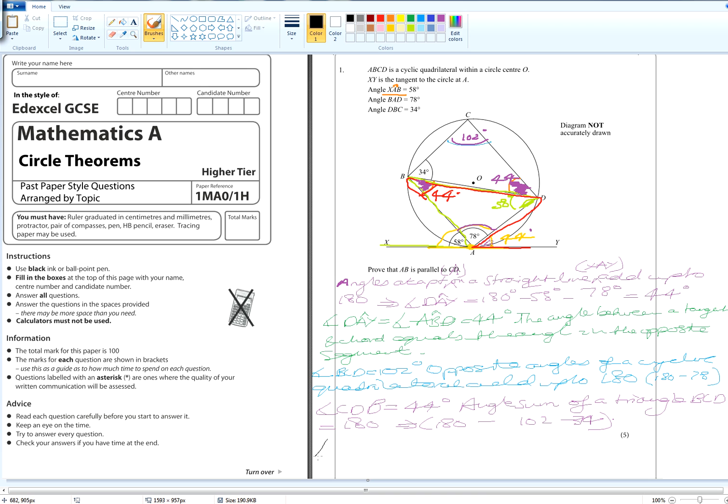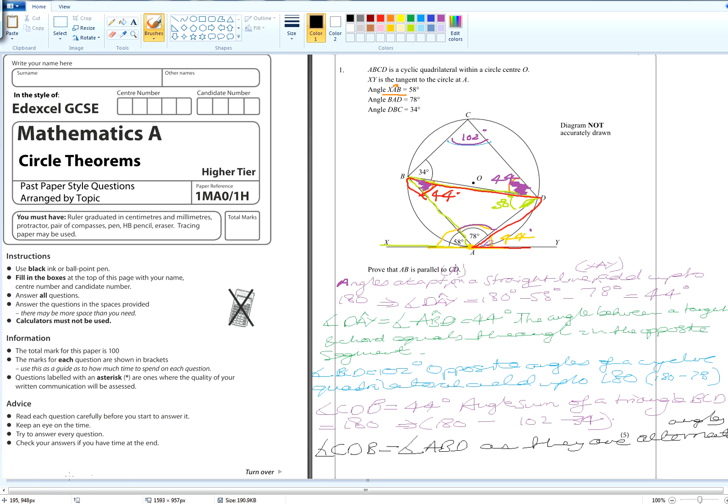So the alternate angle. So angle, which one is it? CDB equals ABD. So there are alternate angles making AB parallel to CD, the angle between a tangent and a chord. As they are, what do you say? They are alternate angles making AB parallel to CD.